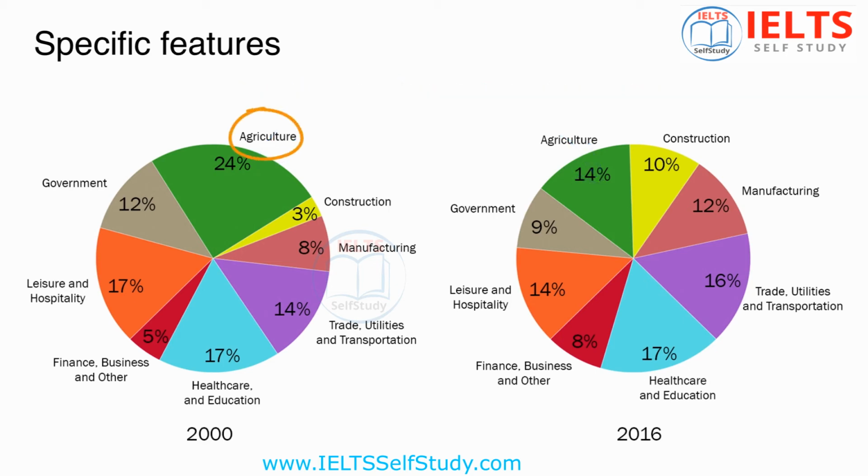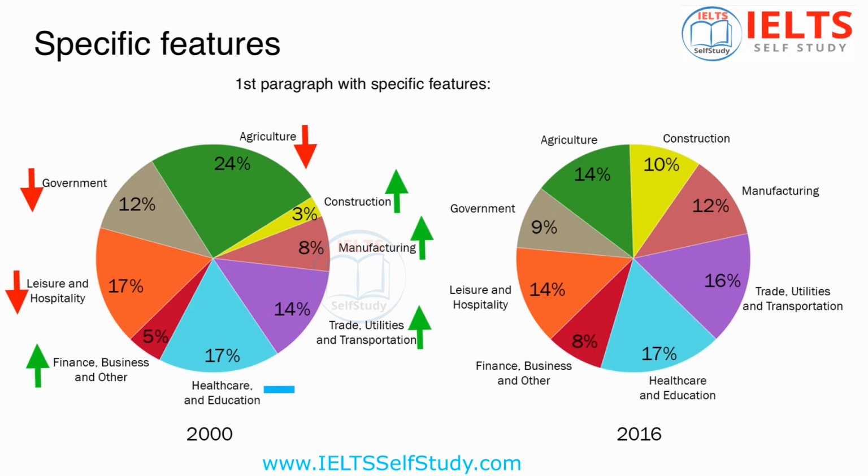I'll start with the agriculture sector. As we can see, it is a quite big segment on the first chart, 24%. And on the second chart, it's only 13%. Clearly, agriculture had a decrease. So I'll put a special decrease sign near it. And I'll do the same with all other economic sectors. Healthcare and education had no change. That's why I've put a dash near it.